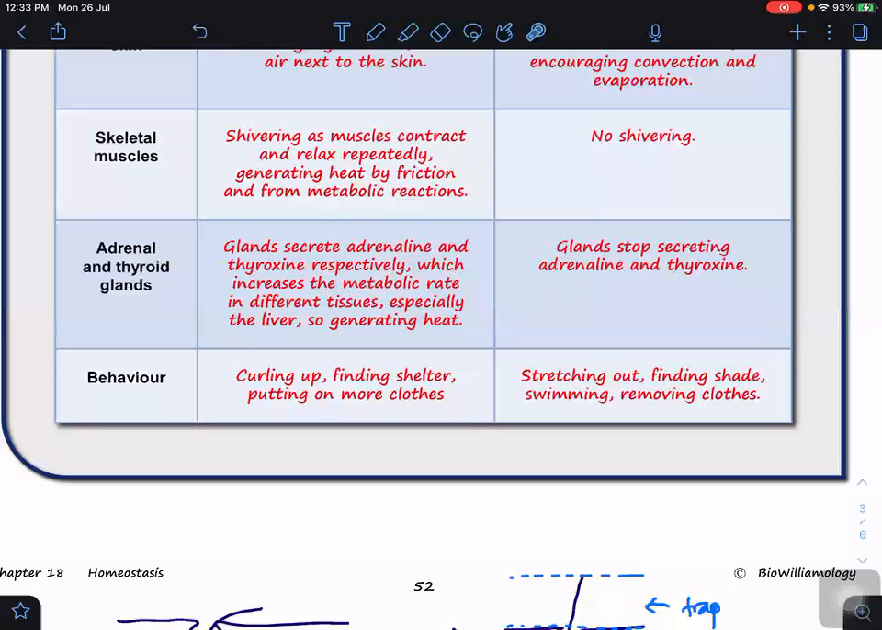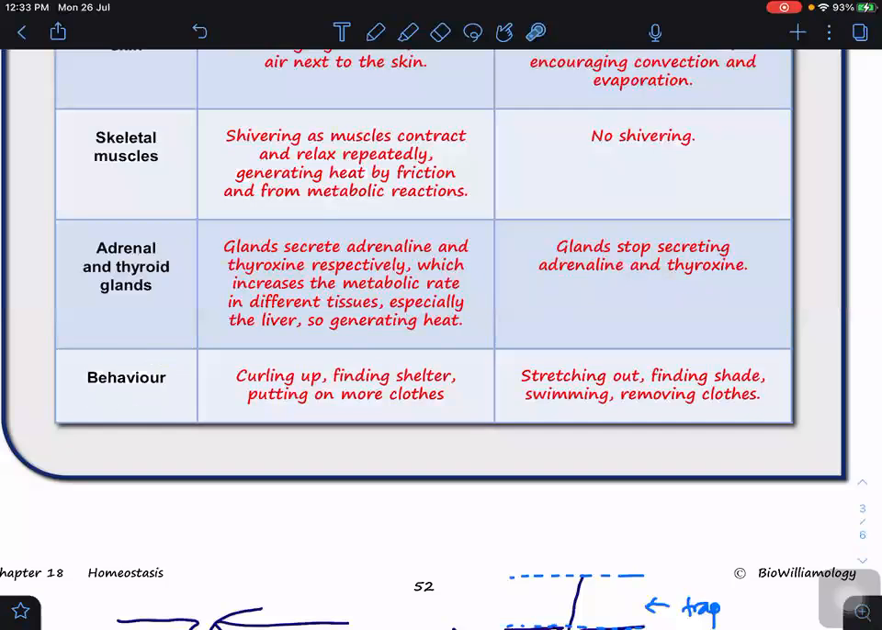Catabolic reaction is basically breakdown. When you break down, for example, glycogen, heat energy is released. So therefore, we generate the heat to bring our core body temperature back to normal. But if our core body temperature is high, then the glands will stop secreting adrenaline and thyroxine, so that makes sure our metabolic rate returns back to normal.